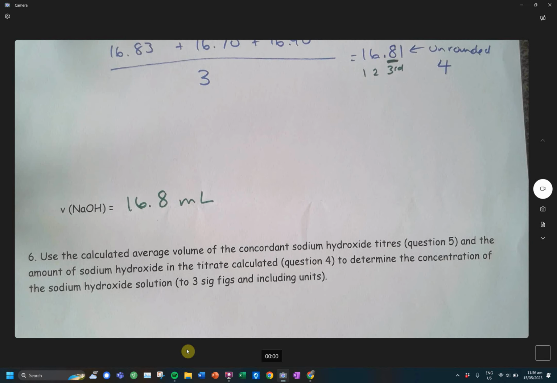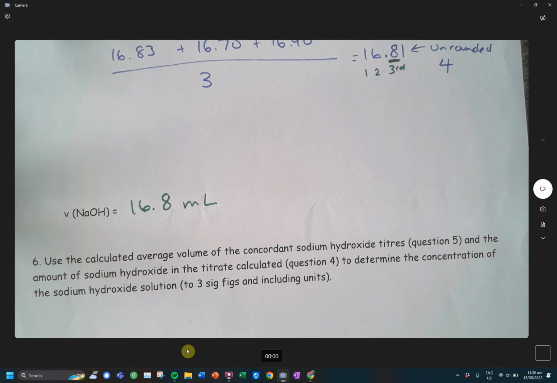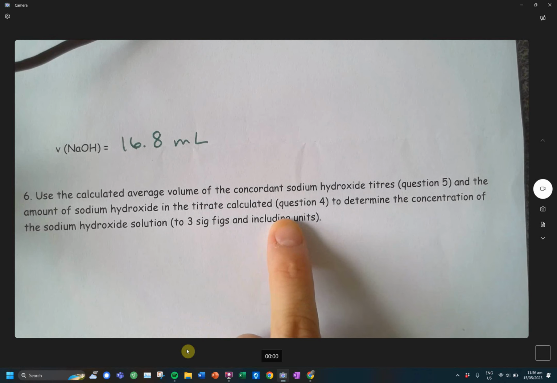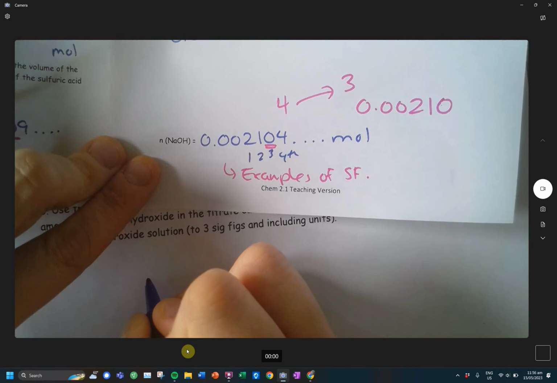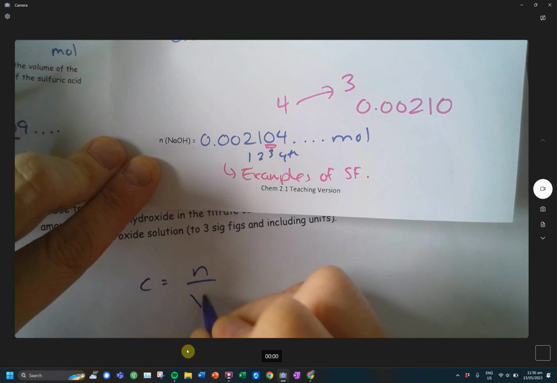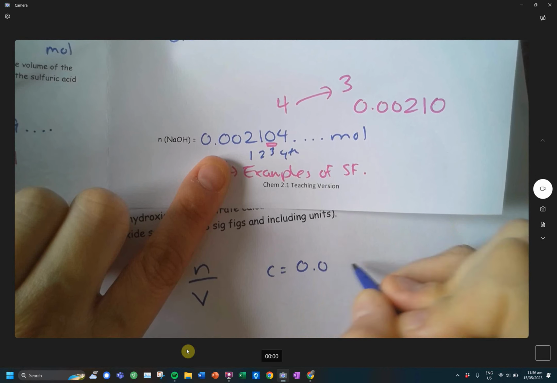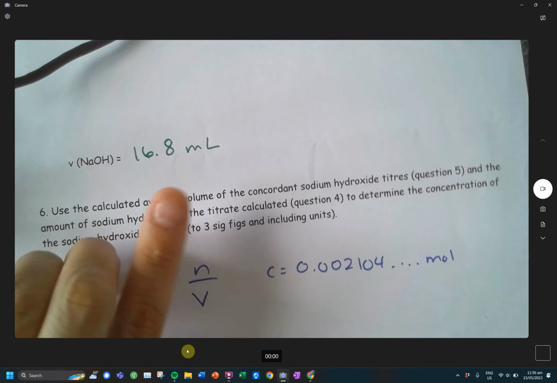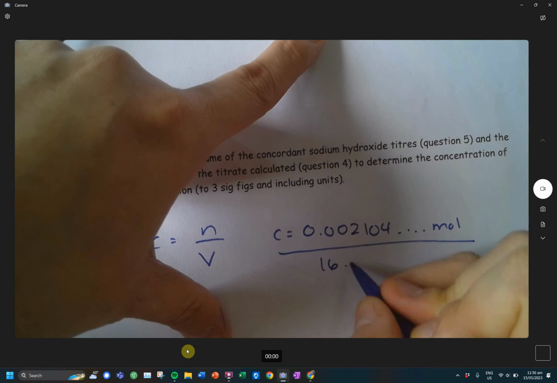All right, cool. Now that we have figured out the average titrate volume and we know the amount of sodium hydroxide that we use, we can figure out the concentration of my sodium hydroxide just to verify it. We're taking 2 separate numbers. We're taking the number from question 4, this number here. So concentration is equal to N divided by V. My N was from question 4, 0.002104 mole, and we are dividing it against that number here. I like to use my whole numbers, 16.81.